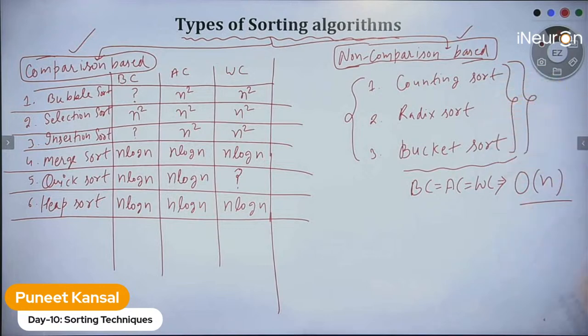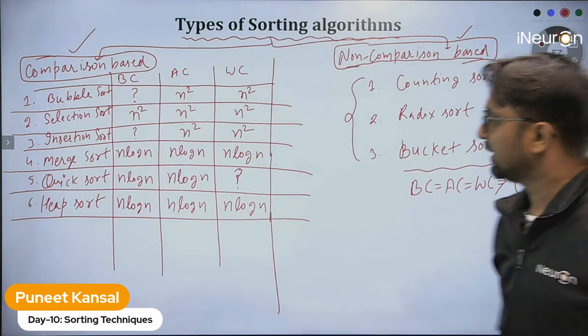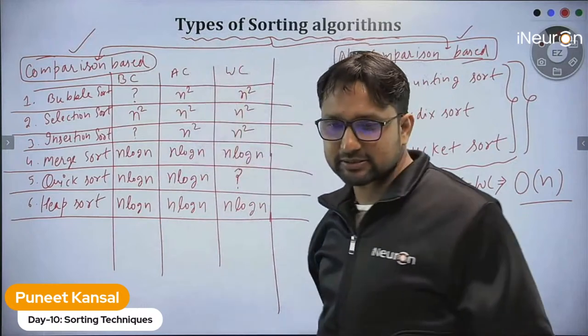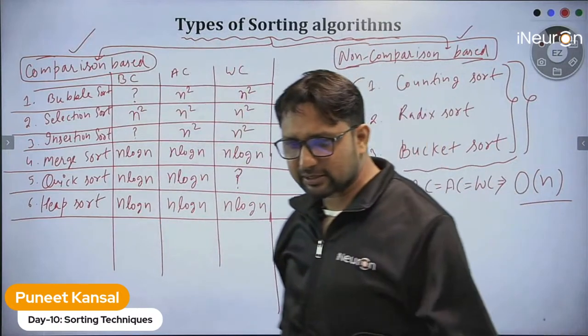All these three are taking n time only. All these three are taking n time to sort the n numbers. These others are taking different time based upon best case, average case, worst case. Fine. Okay. So let me take some answers from you people.